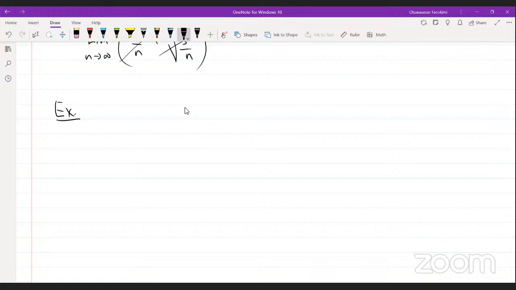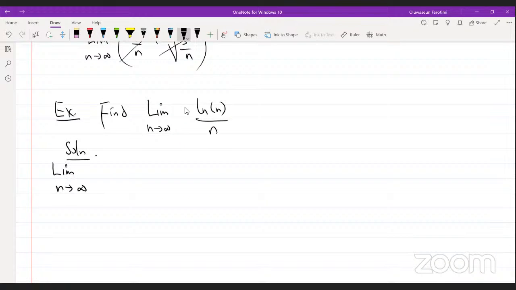Another example: find the limit as n goes large of ln of n over n. Now, ln of n is a function. We saw a theorem the other time that had to do with functions. So how do we approach this, guys? The limit as n goes large of ln of n over n. Watch what I want to do right now. I can rewrite this in terms of x. So this is going to be the limit as x goes to infinity of ln of x over x.